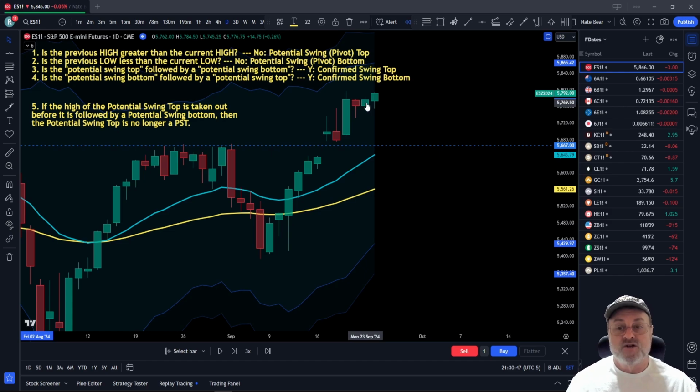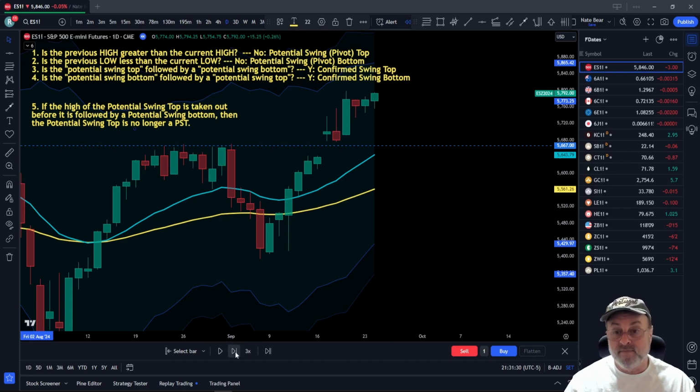It's off the board. So you can see that each bar could be a potential this or a potential that, with the exception of inside bars, which we'll come up to eventually. And the only way that it can remain a top and become a confirmed swing top is if it's followed by a potential swing bottom. So that didn't happen. So here we ask the question again: is the previous high greater than the current high? Well, the answer is no. So now we have a new potential swing top. The marker has now moved from here to here. This is now the new potential swing top. Let's go to the next bar.